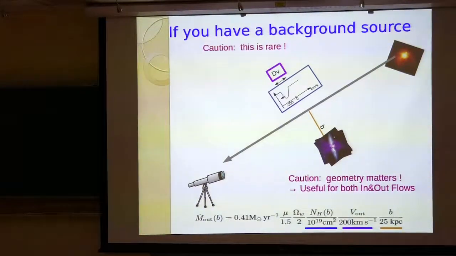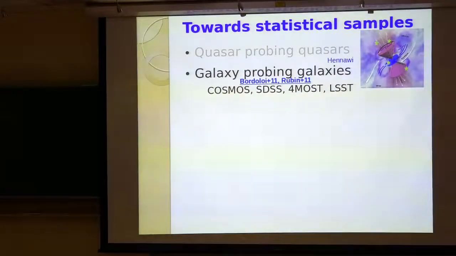And of course, it's rare, so you have to devise proper strategies to have large samples, and I'm not going to be reviewing all of them. Just to summarize, there's also work by Hennawi's collaborators with quasars probing quasars. I'm not going to talk about this. There's been already quite a bit of work on galaxies probing galaxies by Rubin and stacking in COSMOS, in addition to the special case by Kate Rubin. I'll come back to some of these later in my talk.